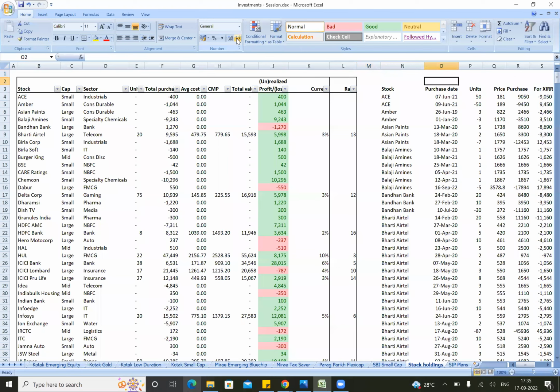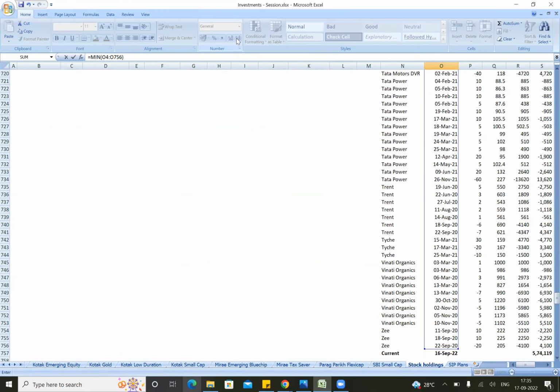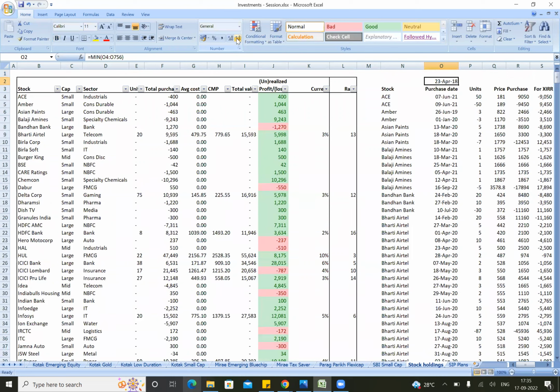So if we look at it, what was the earliest date? I will try to find a minimum value, because these anyways come in number format. So 23rd April 2018 was the first date I would have invested in some stock. What I'll do is, what benchmark should I take for this portfolio, because I've invested in small caps, large cap, mid cap, so I will take BSE 500 or NSE 500. I won't take NSE 50.